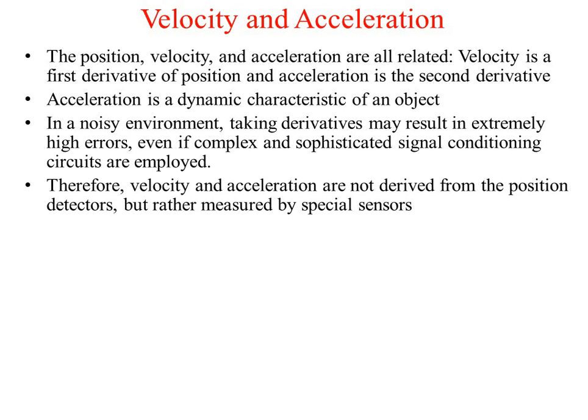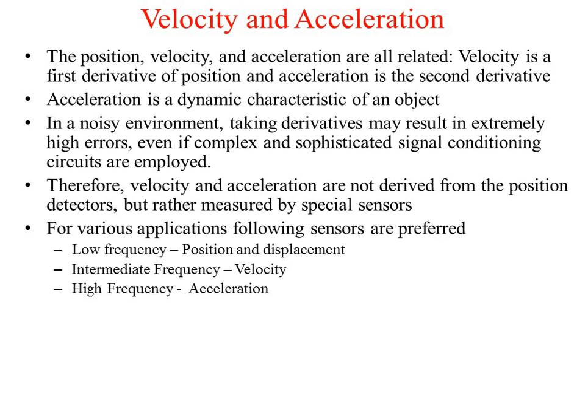So we cannot go for a position or displacement type of transducer or sensor and then convert it into the first derivative and then the second derivative to get the velocity and acceleration, because that is going to create high errors and sophisticated signal processing is required. So to avoid that, we may design special types of sensors.